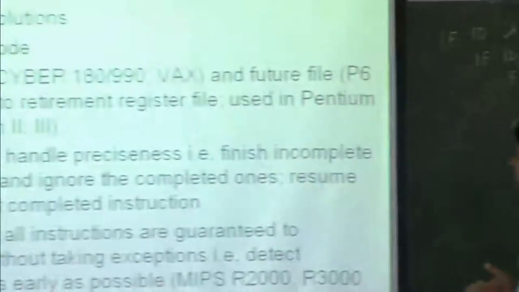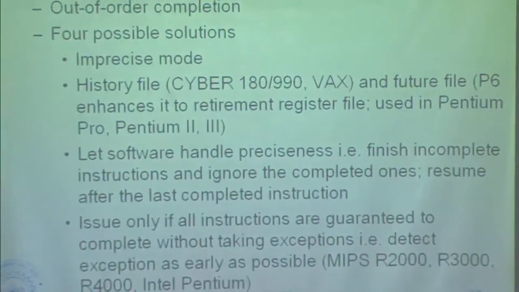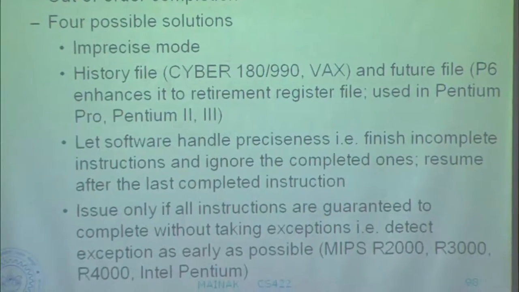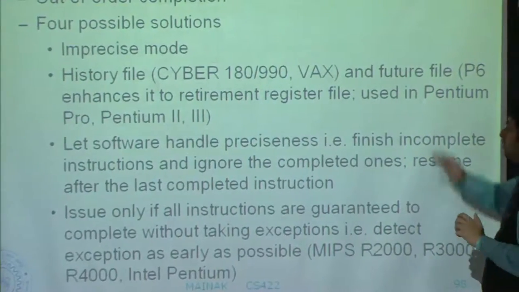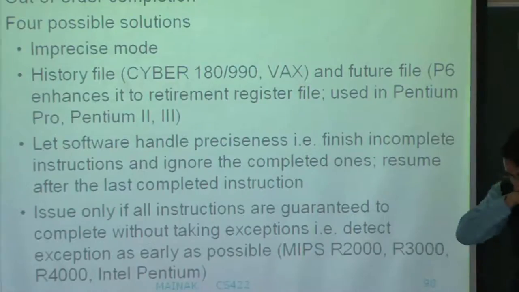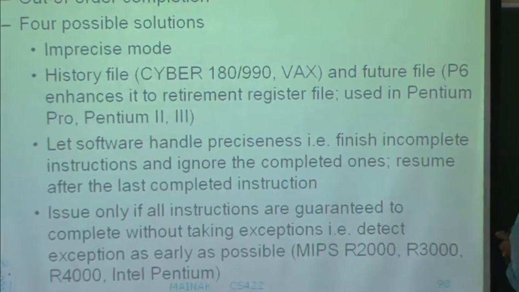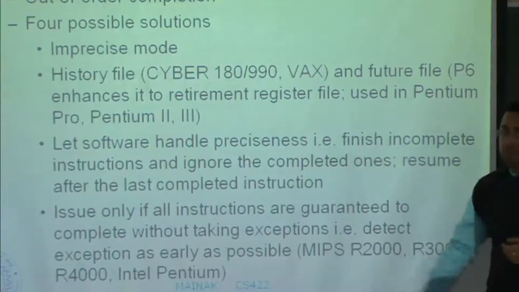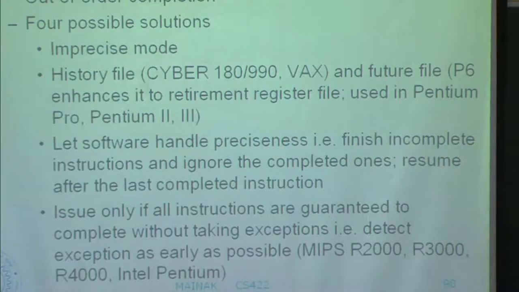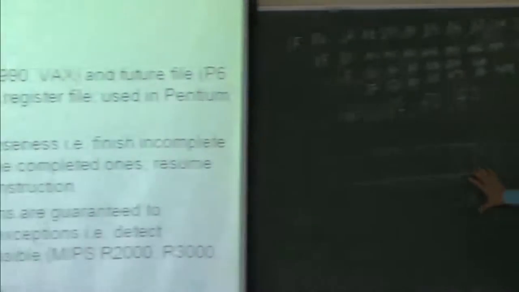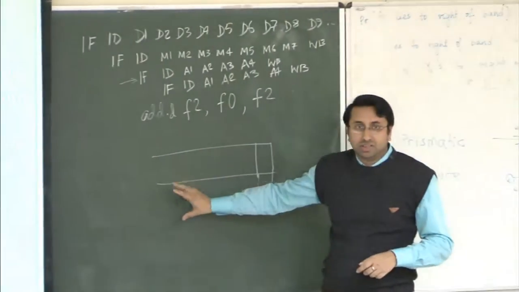So the P6 architecture enhances the future file to a retirement register file. We'll talk about P6 once we cover a few more concepts. And the P6 microarchitecture is used in Pentium Pro, Pentium 2, and Pentium 3. So these processors actually use this particular structure. It's called retirement register file, this particular whole queue. Okay, all right.